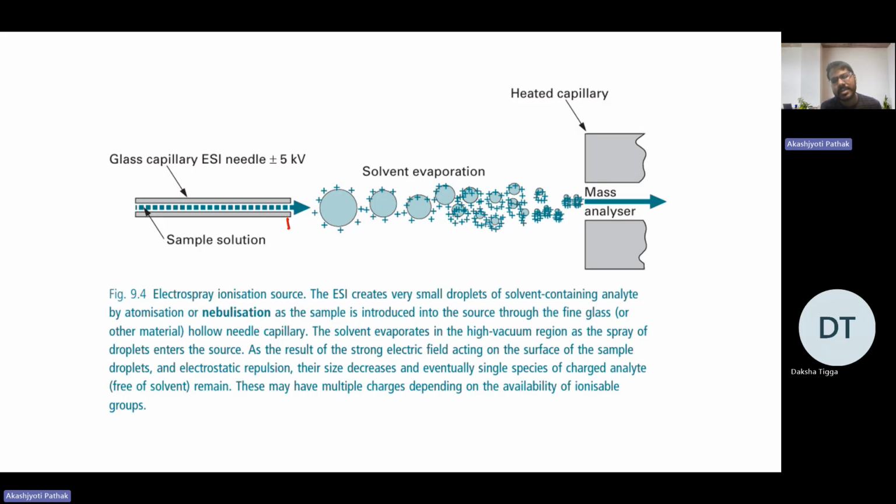These may have multiple charges depending on the availability of ionizable groups. So this is the only point of difference between MALDI-MS and ESI-MS: the ions can have multiple charges in ESI-MS, while MALDI-MS will have only a single charge.